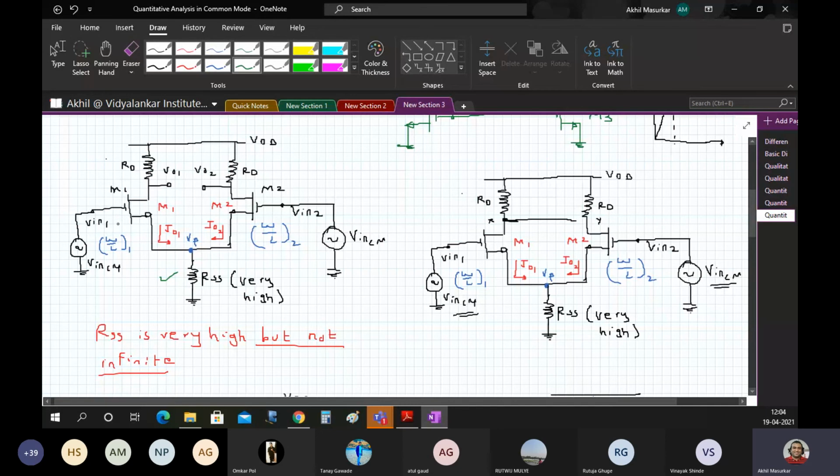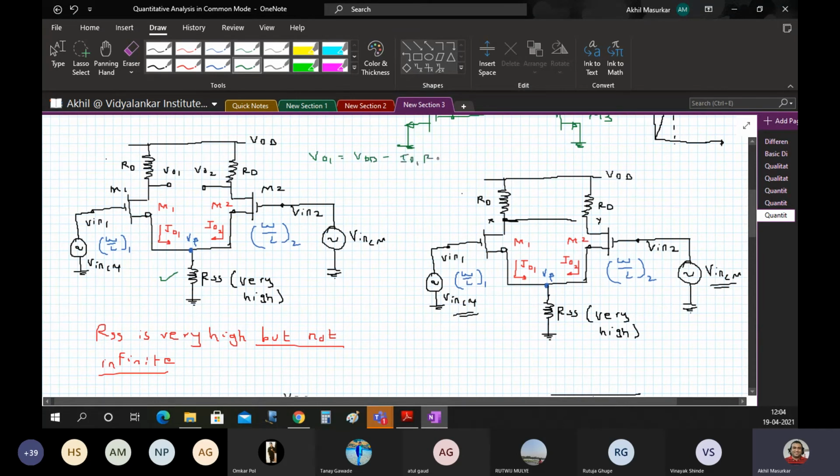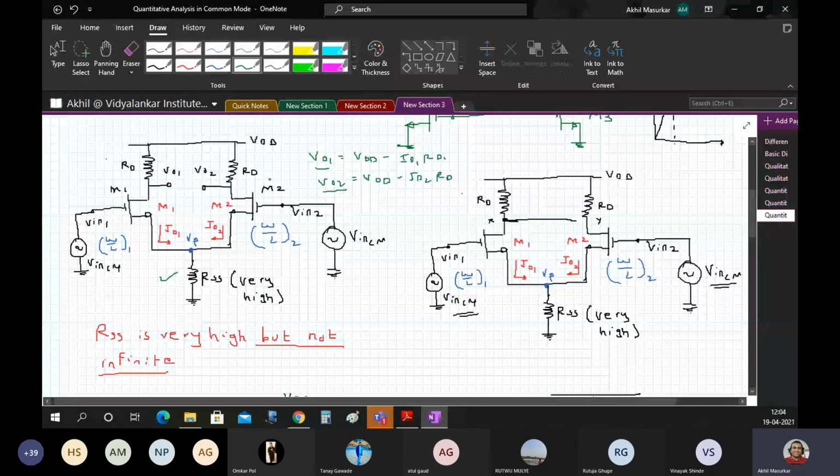Now, since Vin1 is the same as Vin2, we can expect that ID1 will also be the same as ID2, because when you are giving the same inputs at the gate, common mode, then ID1 will also be equal to ID2. As a result, V01 will also be equal to V02, because formula wise V01 is nothing but VDD minus ID1 RD, and V02 is VDD minus ID2 RD. So if ID1 and ID2 are the same, and if the resistances are also the same, V01 will be the same as V02.